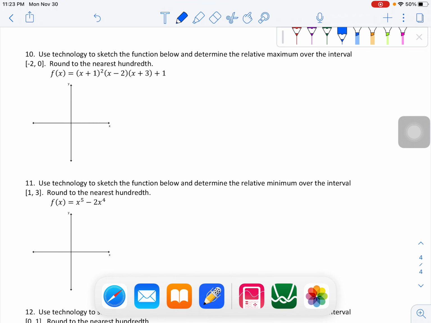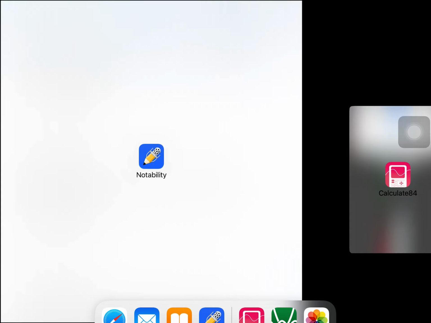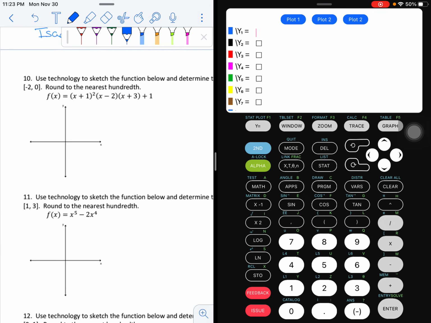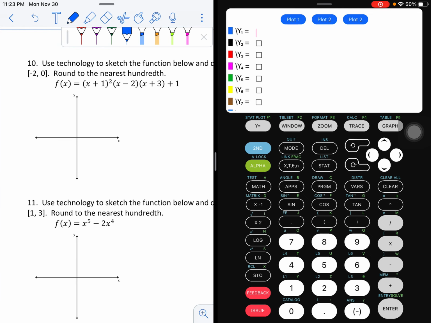Nope, actually I was going to change that. I'm going to use Calculate 84. So I'm going to go ahead and split screen with Calculate 84. Always takes a second to pop up. And I was already messing around with the calculator a little bit, so it's already in the y equals. When you open it up, it will probably just look like this.